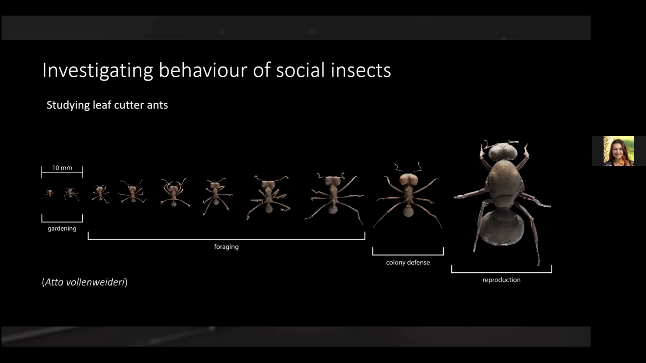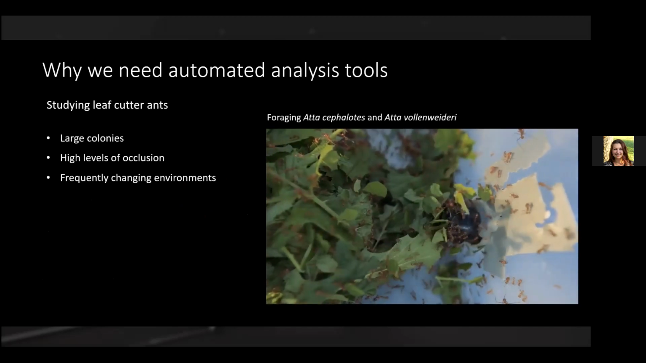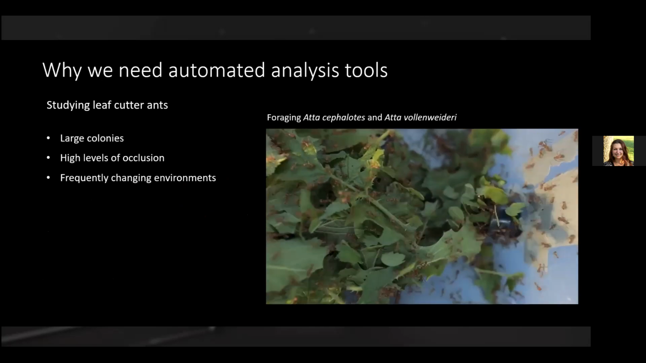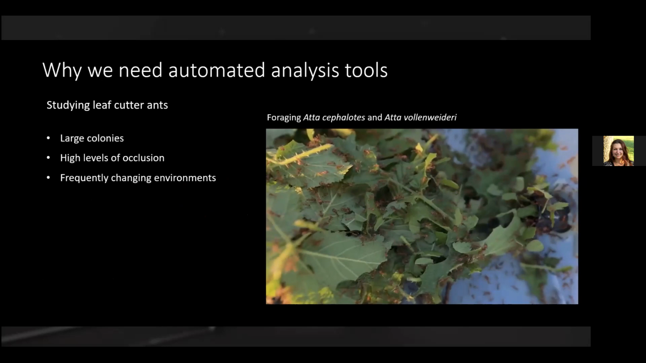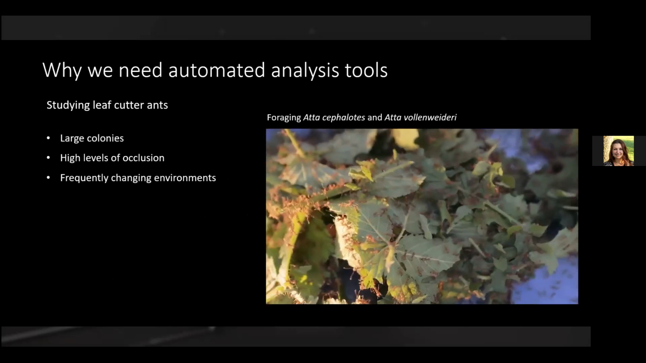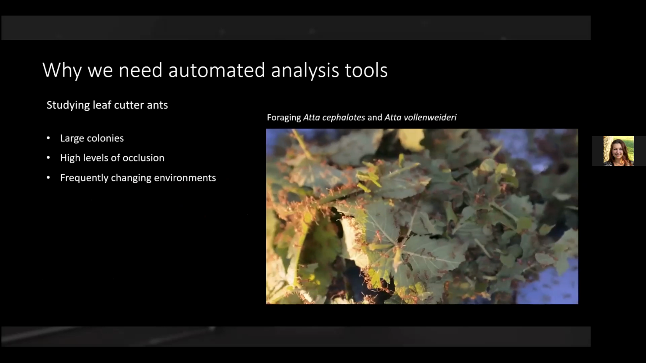So if we now want to study at very high detail this size-dependent division of labor, we need to start using automated tools, because at some point it just becomes impossible to keep track of them. Here's a very good example of how that might look once we're looking at the actual colonies. You have hundreds, if not thousands, of individuals in a single view, and it becomes very difficult to tell them apart because the colonies are very large, you have high levels of occlusion, and you have a frequently changing environment.